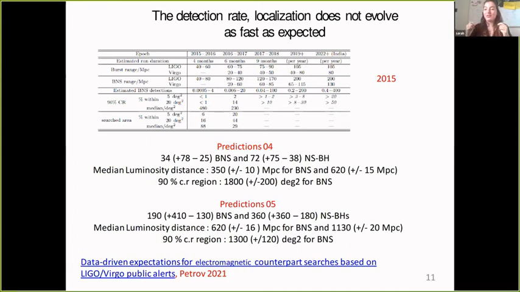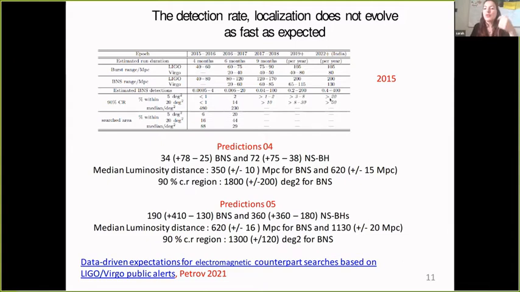I compare to the publication that we had in LIGO Virgo in 2015. We were supposed at that time, in 2015, that in 2022 we were going to detect many more BNS. Of course, the range is unprecedented, because at the time in 2015 there was no BNS detection.